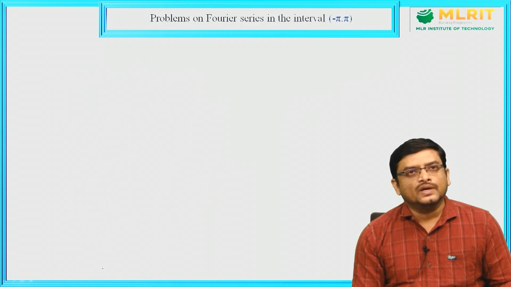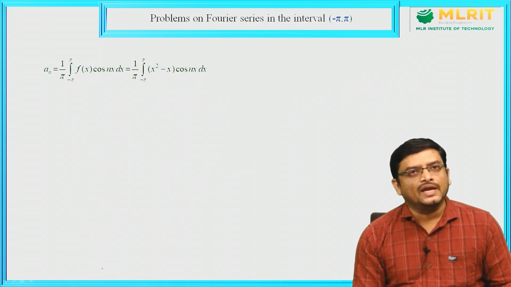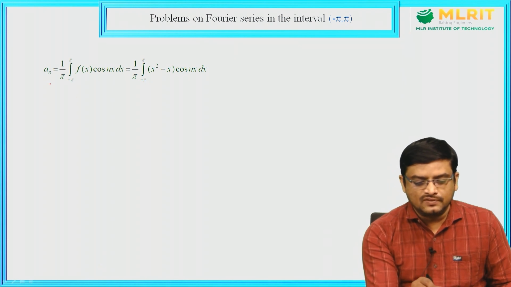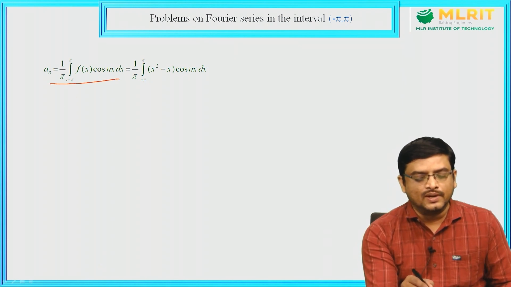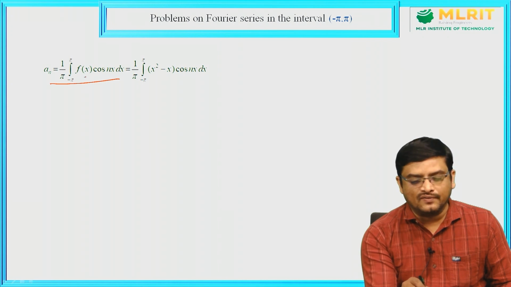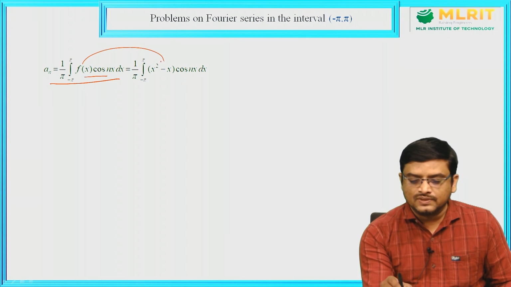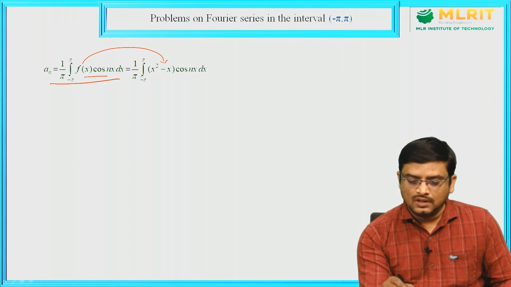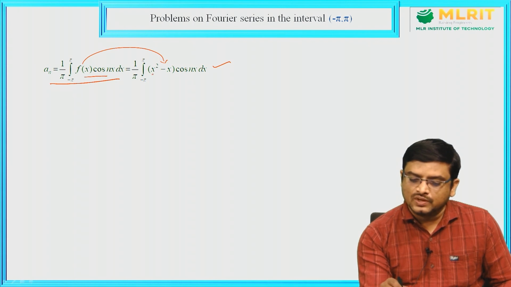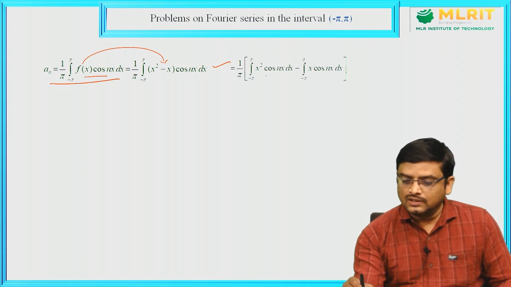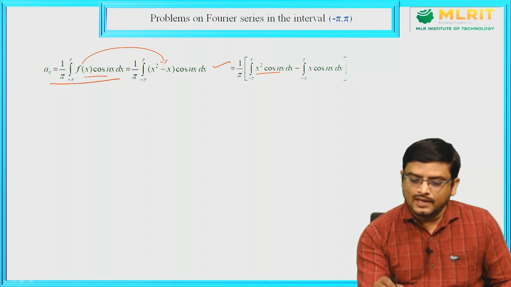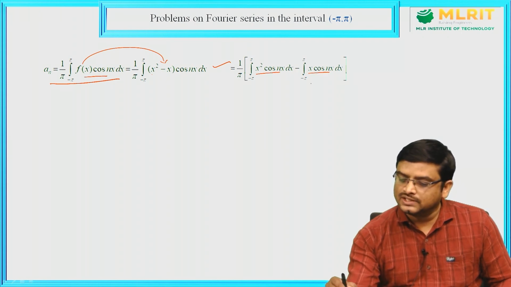Now in the next step we are going to see how to find the an value. This is the standard formula we have: an is equal to 1 by pi integral from minus pi to pi of f of x into cos nx. Now replace f of x with its value, which is x squared minus x, and write down cos nx as it is. Now remove these brackets by multiplying with cos nx. The first term is x square into cos nx, minus x into cos nx.